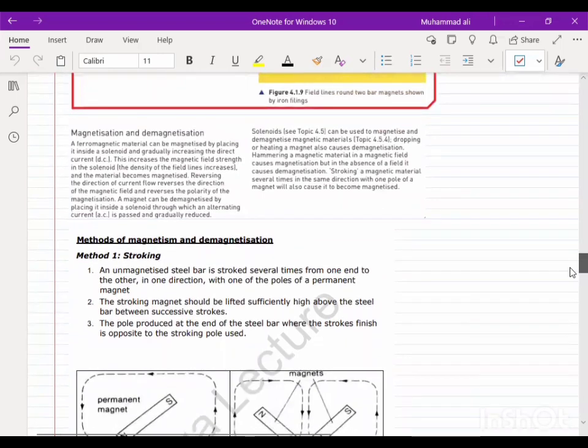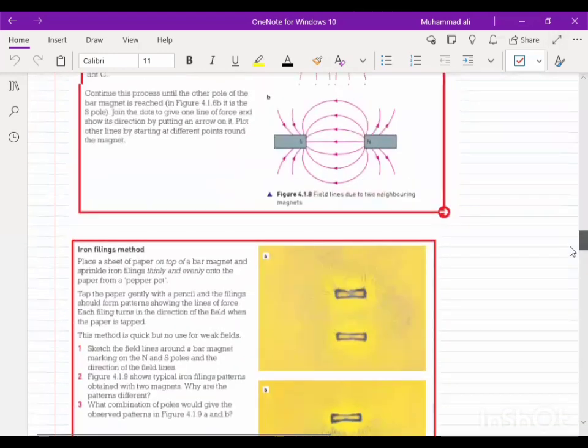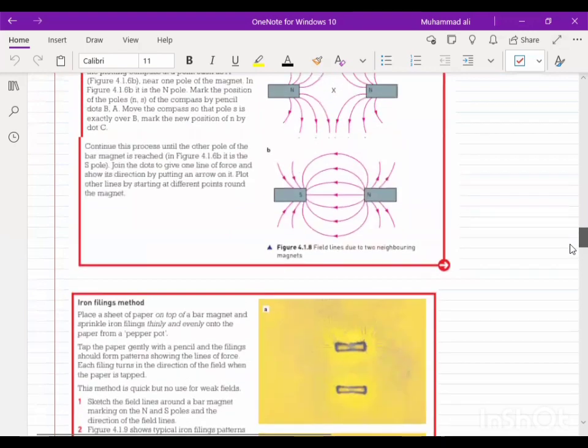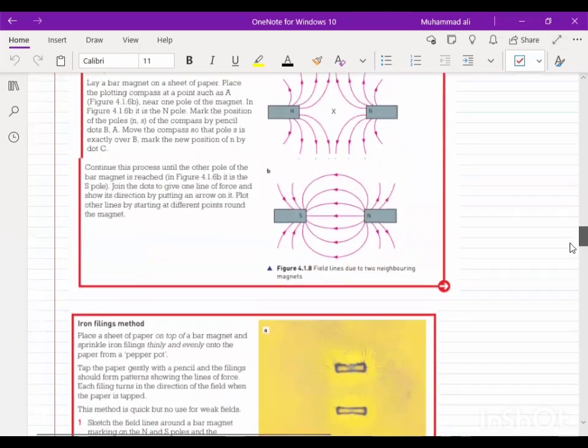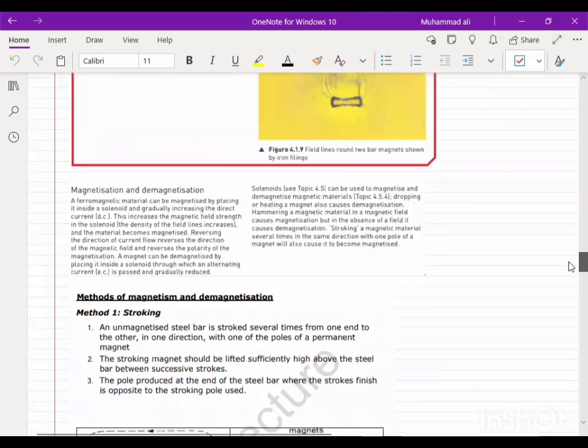Okay, so a simple idea: magnetization and demagnetization. You need to know the methods of magnetization and demagnetization. We learned that a solenoid is a coil of wire that has a magnetic field like that of a bar magnet. It is a coil of wire wound around a soft magnetic material, and we know that a soft magnetic material can become magnetized and demagnetized both easily. So that is a solenoid.